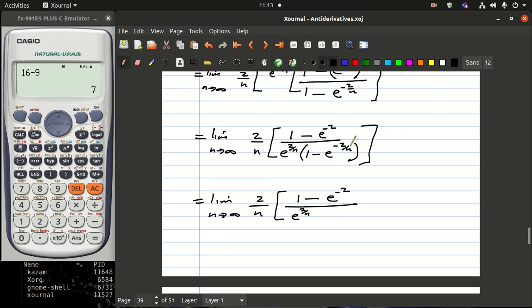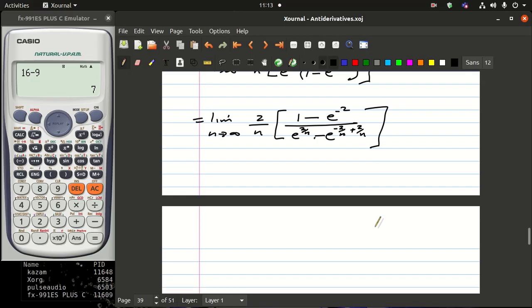If I'm multiplying this with that, I'm going to add exponents. When multiplying powers of the same base, you add exponents. So I will end up having e raised to minus 2 over n plus 2 over n. So that is what we are getting there.